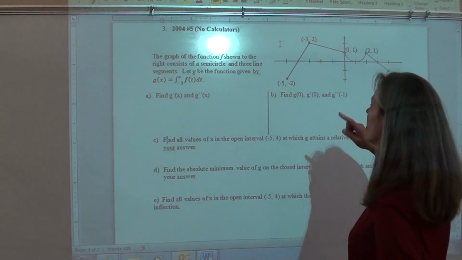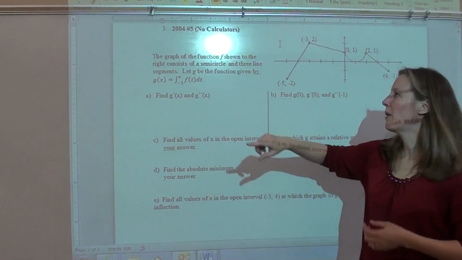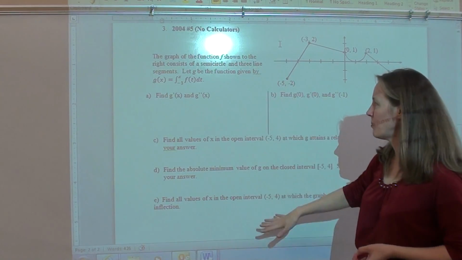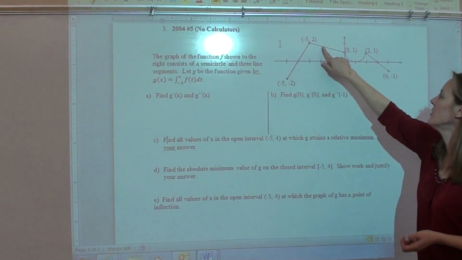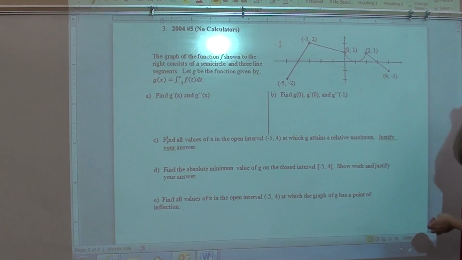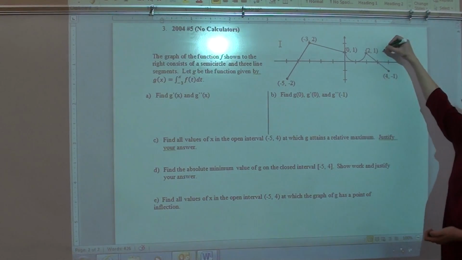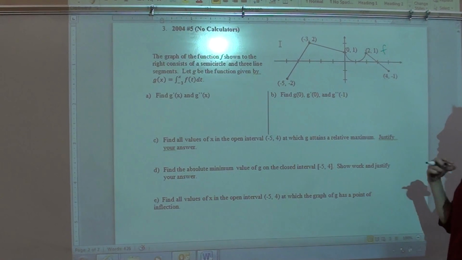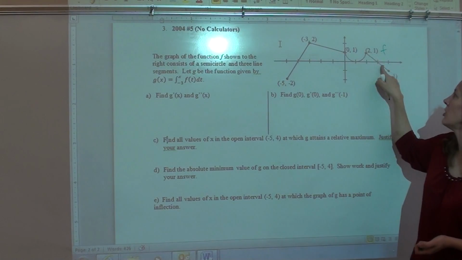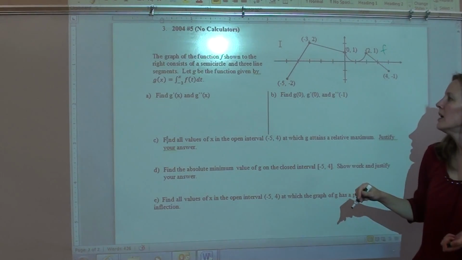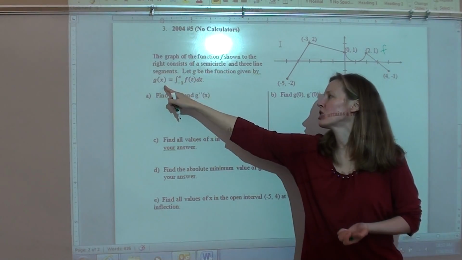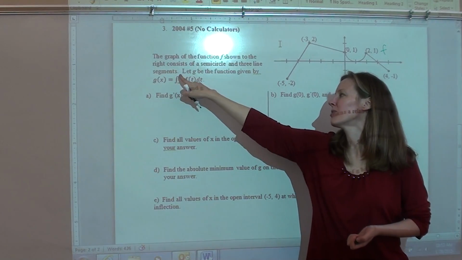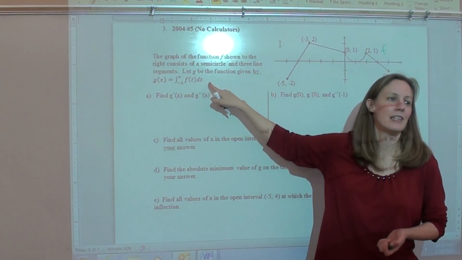We're on worksheet number 1, review worksheet, problem number 3. This is an actual AP exam question. We're given the graph of f. So this is the graph of f. And we're told f is a semicircle and 3 line segments. And g is the integral from -3 to x of f of t dt.